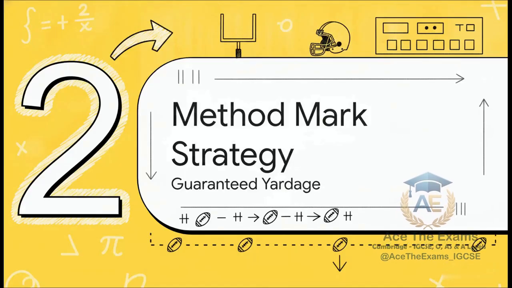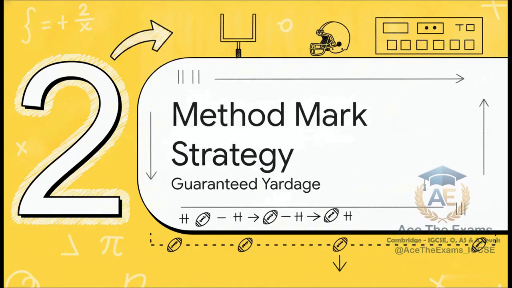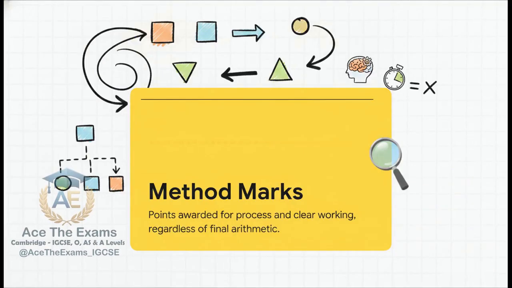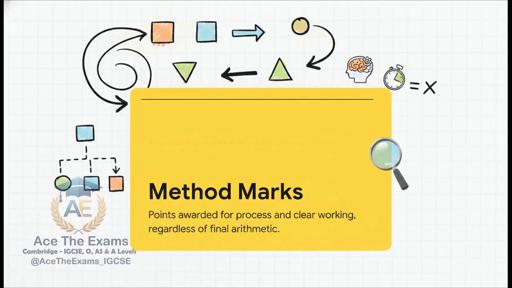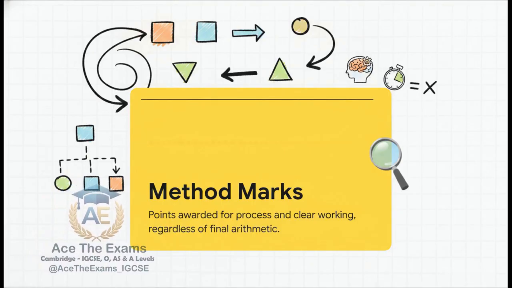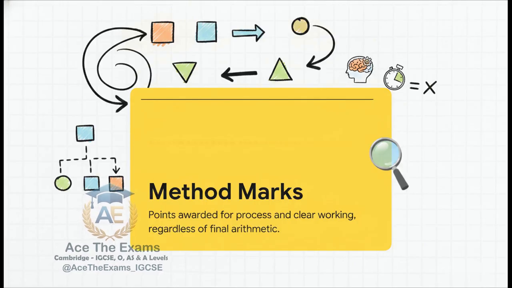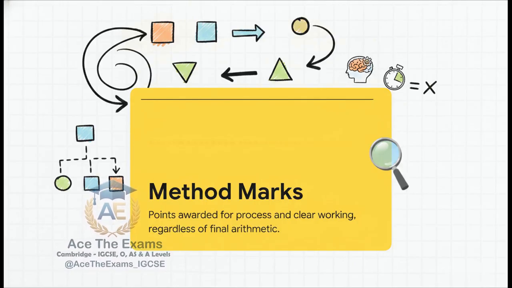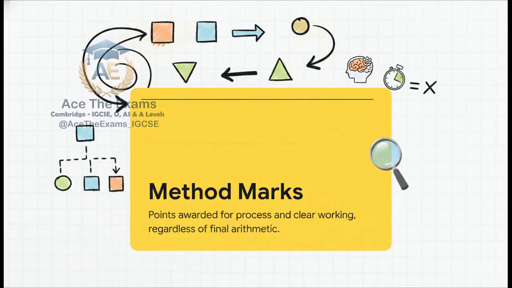Moving right along to section 2, the method mark strategy, or as I like to call it, your guaranteed yardage. I want you to think of this as your guaranteed yardage on the field. You don't always need a massive 60-yard touchdown pass to win the game, right? Sometimes you just need to keep moving the chains. Enter the method marks. These are points awarded for demonstrating the correct mathematical process and clear working, regardless of whether your final arithmetic calculation is perfectly accurate.